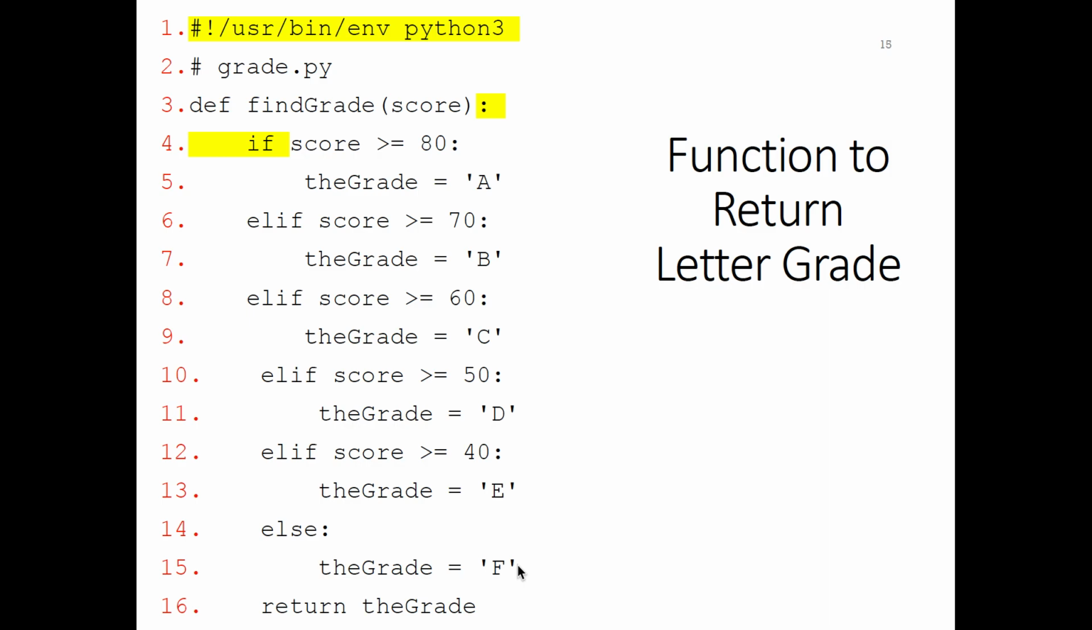Okay, so let's try to look at this function. This is our first Python function. It defines a function named find_grade, given an input parameter score. If the score is greater than or equal to 80, then the grade is A. If it is greater than or equal to 70, the grade is B, and so on. At the end, return the grade. That is a very simple Python function, and we're going to test it.